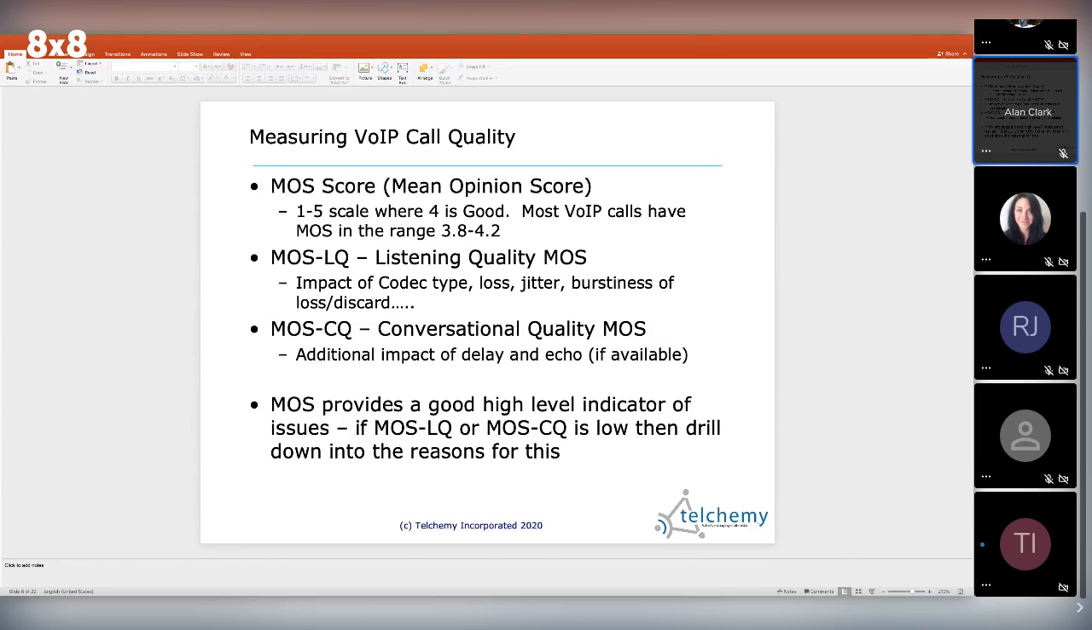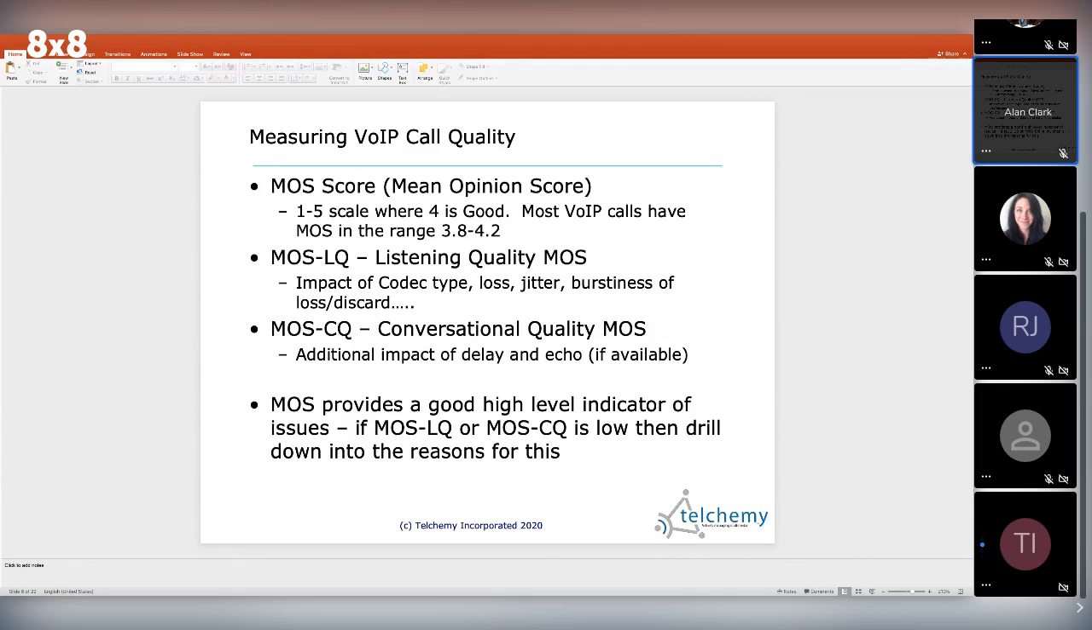If the MOS goes down to 3.4 to 3.6, then it's slightly degraded. When it gets down into the 2s, then it's definitely severely degraded. And if it gets much below 2.5, then the user is probably going to hang up. There are actually not just MOS score. We also talk about MOS LQ and MOS CQ.